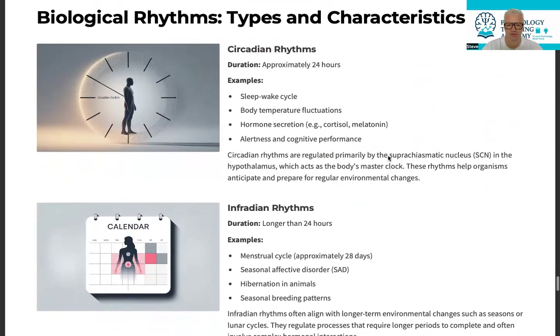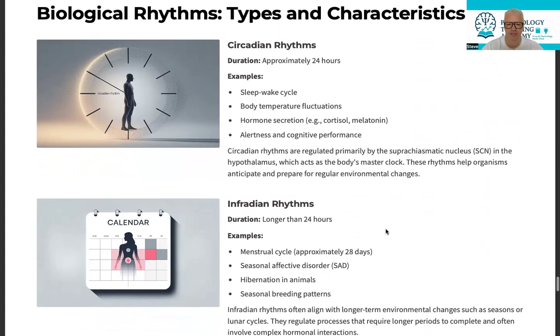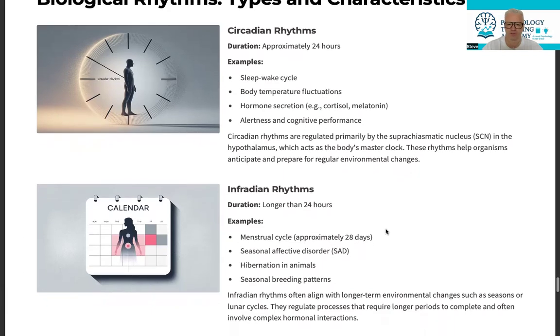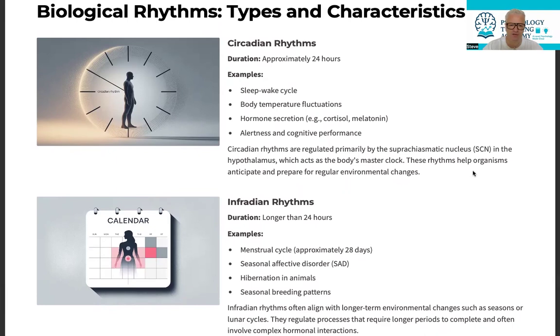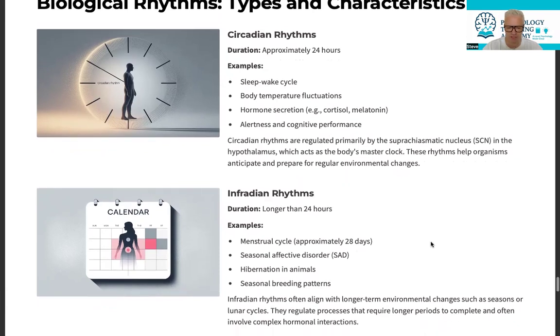Biological rhythms, so sleep-wake cycles, circadian rhythms. This is once every 24 hours. Now, in the new spec, you don't need to know this, but the circadian rhythm is governed by what's called the SCN, the suprachiasmatic nucleus, which is a bundle of neurons in the hypothalamus. It's basically the body clock, the master clock. This helps to regulate the sleep-wake cycle. If you've ever been on a plane and you've got phase delay or advanced delay, your circadian rhythm might be out of sync.